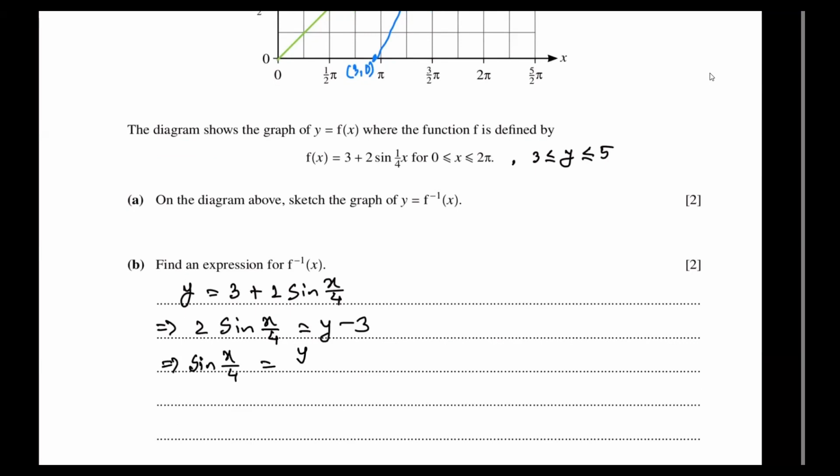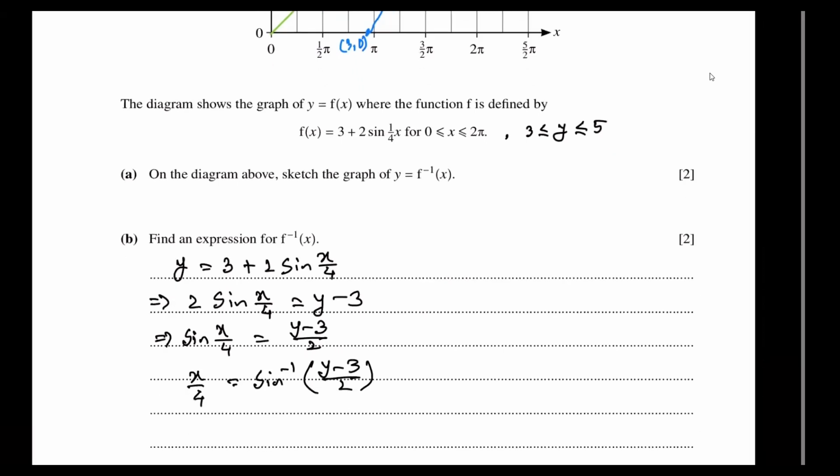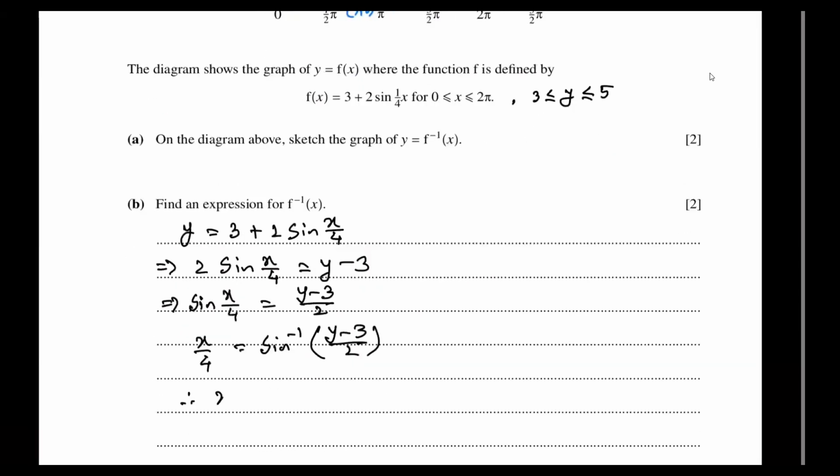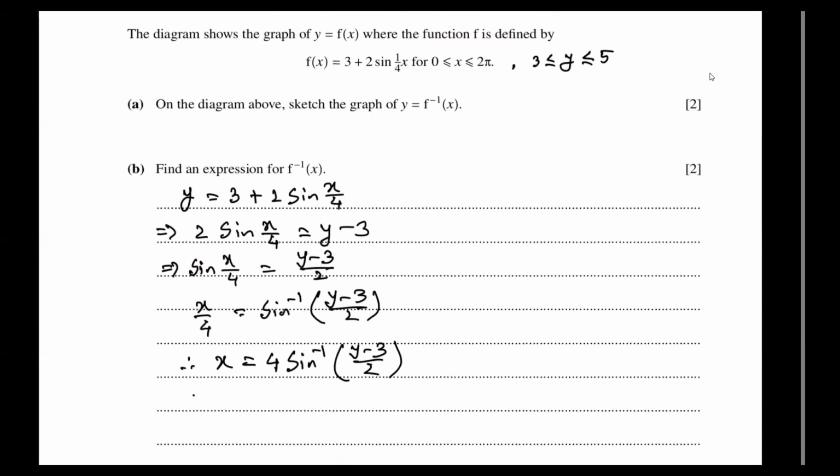Then we have sine x by 4 equal to (y minus 3) by 2. Then x by 4 equal to sine inverse of (y minus 3) by 2. Then x is 4 sine inverse of (y minus 3) by 2. So f inverse x is 4 sine inverse of (x minus 3) by 2.